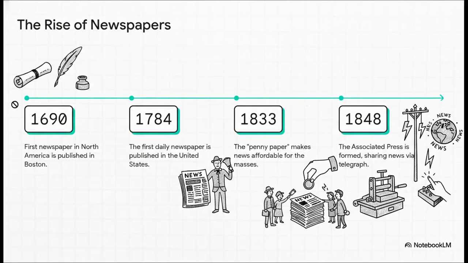And this revolution didn't just stop with books. The technology quickly evolved, and that gave us newspapers. It started kind of small in 1690, but by 1784 it was already a daily habit. The real game changer, though, came in 1833 with the penny paper, which finally made news affordable for pretty much everyone. The last piece of the puzzle was speed. By 1848, the Associated Press was using the brand new telegraph to share stories almost instantly.